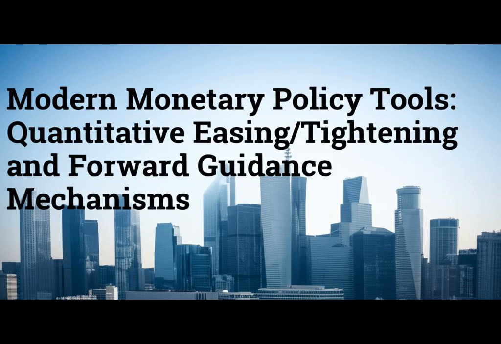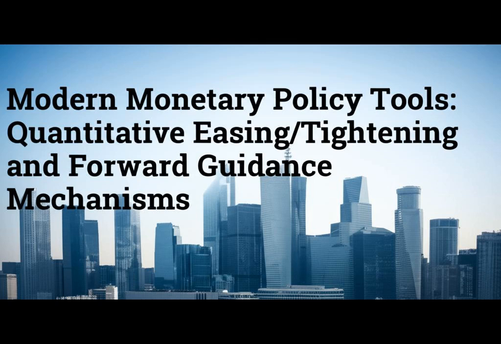How does it help? By clearly stating future plans, perhaps linking them to economic conditions, like inflation reaching a certain level, or setting a time frame, the central bank influences decisions made today. If a central bank says rates will stay low until inflation hits 2%, businesses might feel more confident borrowing and investing right now. Forward guidance makes other tools, like QE, work better.